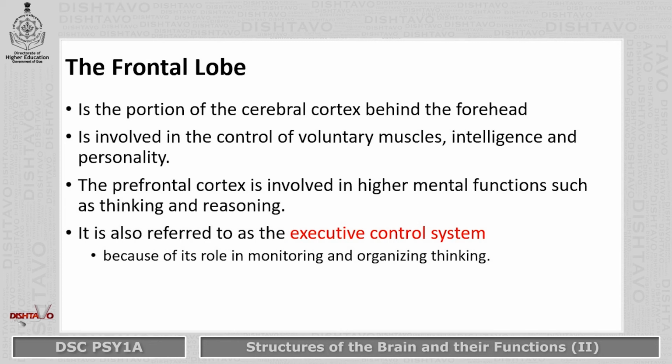The frontal lobe in humans occupies a large area of the cerebral cortex as against the area in other animals. So in rats, there's practically no frontal lobe. In cats, it's about 3.5% of the cerebral cortex. In chimpanzees, it is 17%, whereas in human beings, the frontal lobe occupies 30% of the cerebral cortex.